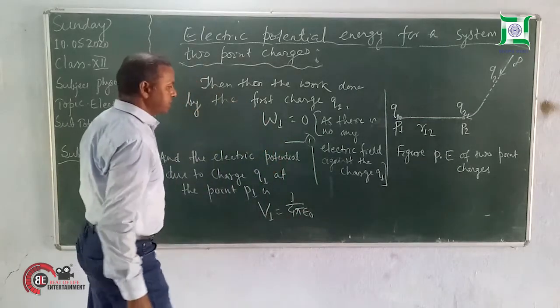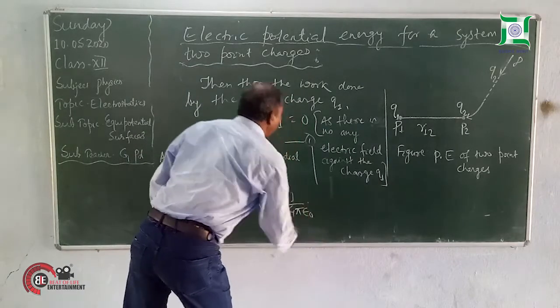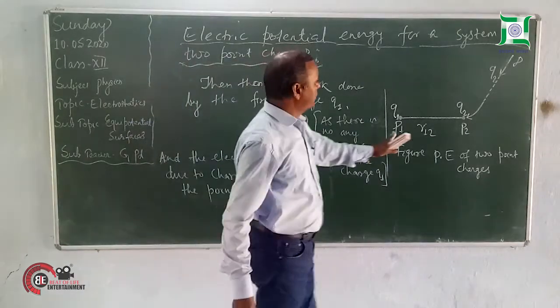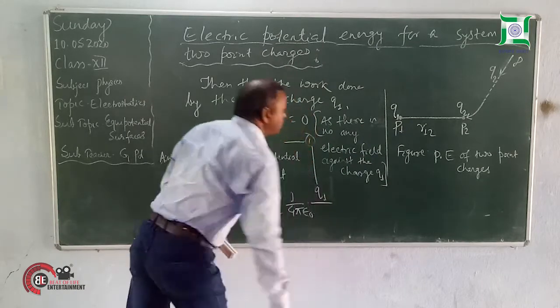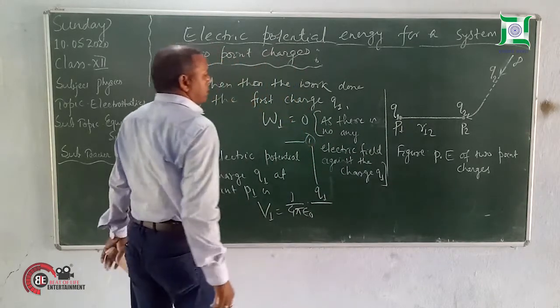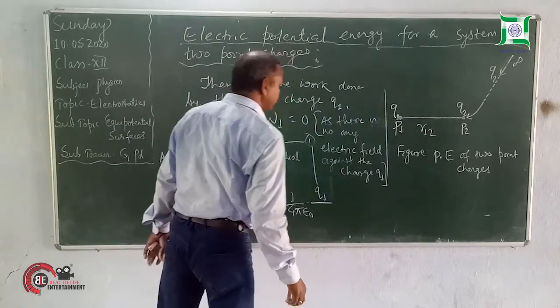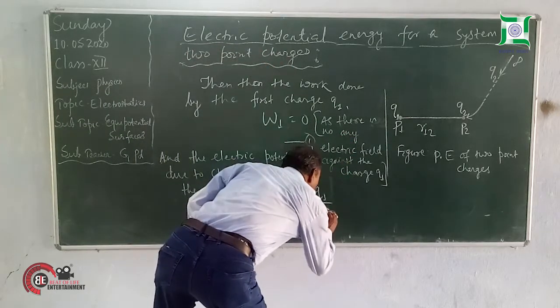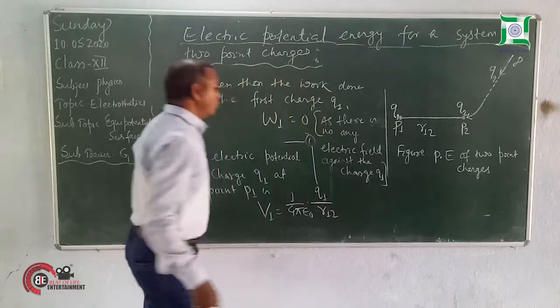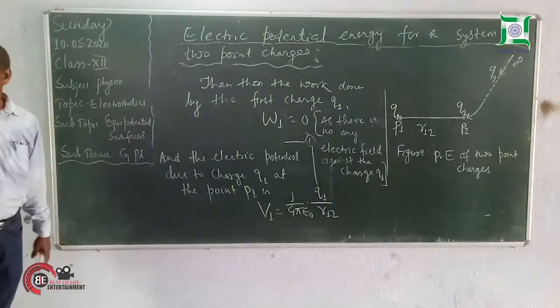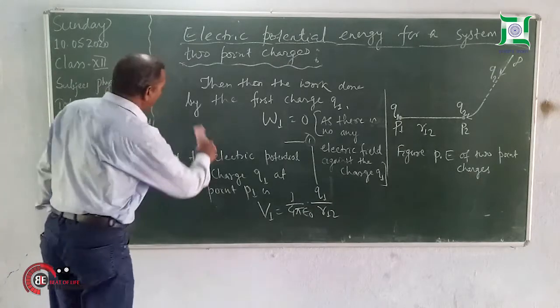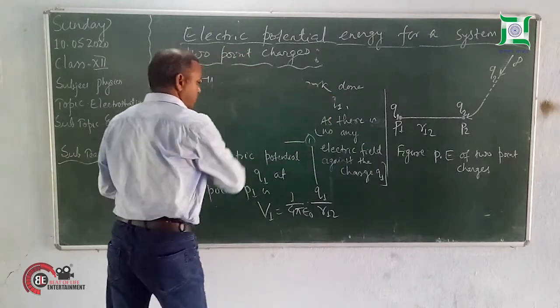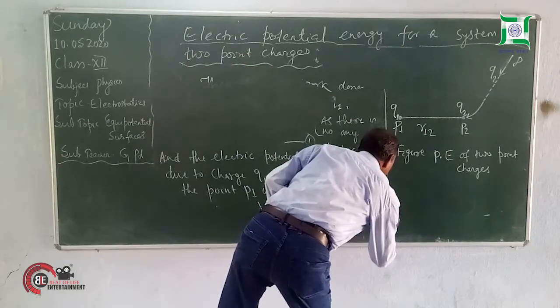Epsilon naught is the absolute permittivity, and the charge at the point P1 is Q1. So there will be Q1, and the required distance is r12. So this is the electric potential at the point P1. Now we find the amount of work done. We write this as equation 2.